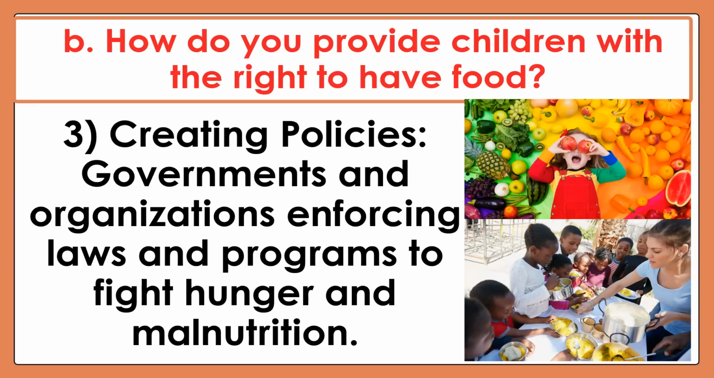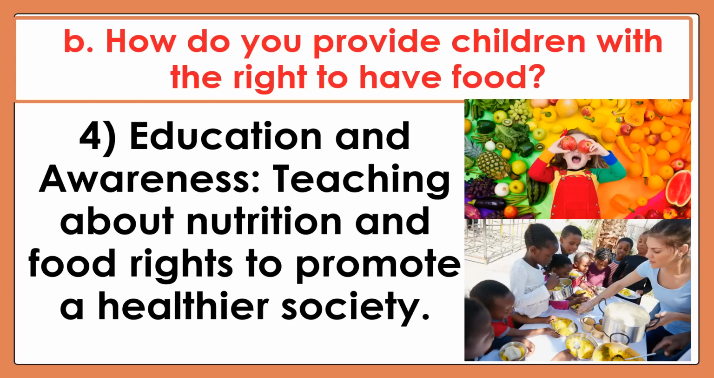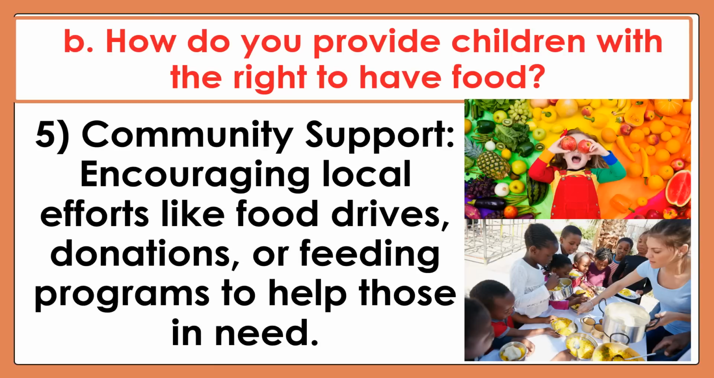Number 3. Creating policies. Governments and organizations enforcing laws and programs to fight hunger and malnutrition. Number 4. Education and awareness. Teaching about nutrition and food rights to promote a healthier society. Number 5. Community support. Encouraging local efforts like food drives, donations, or feeding programs to help those in need.